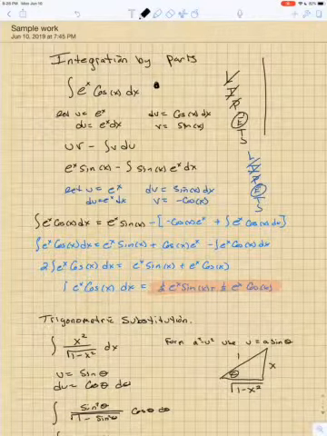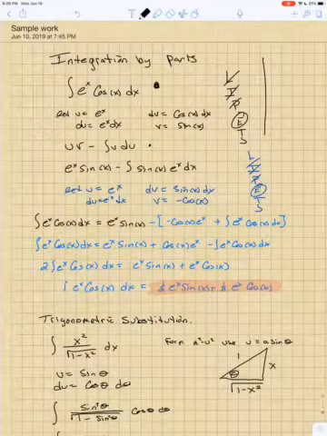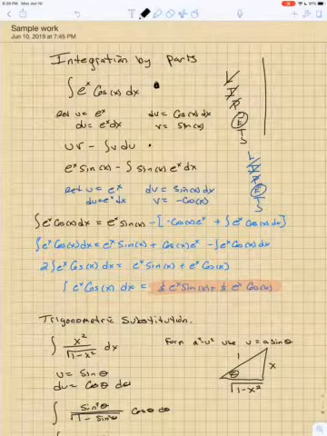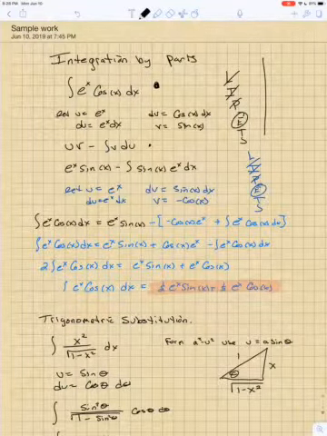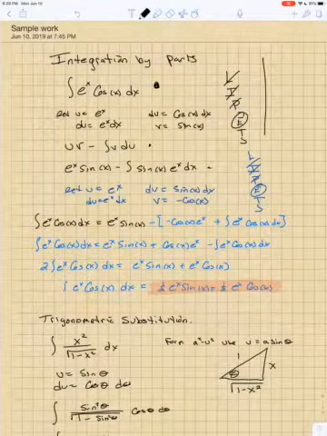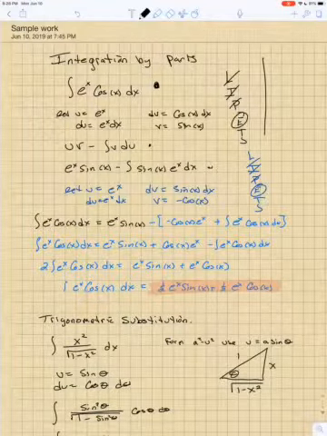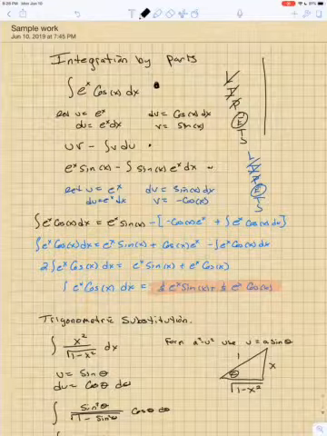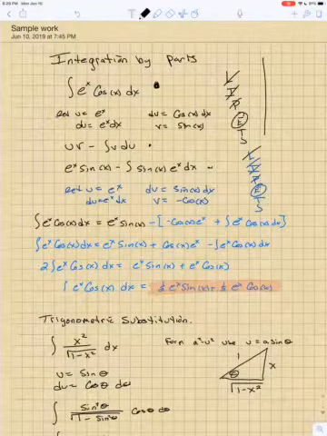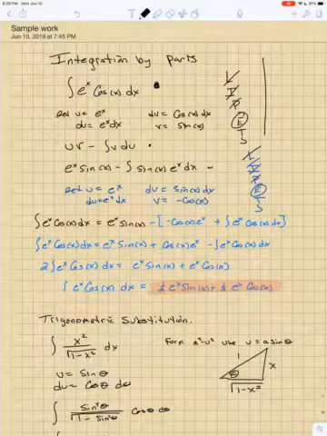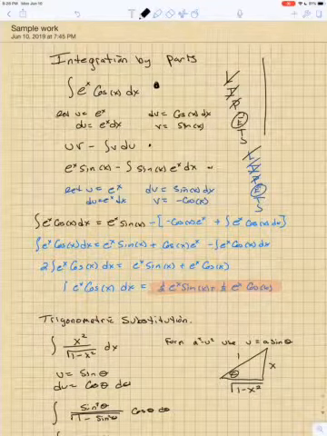I'm using parts, so it's uv minus the integration of v du. I do my substitution. I get e to the x sine x minus the integration of sine x e to the x dx. I say I need to do LIPET again, so I can find out what I want to use. I have an exponential. I let u equal e to the x. du is equal to e to the x dx.